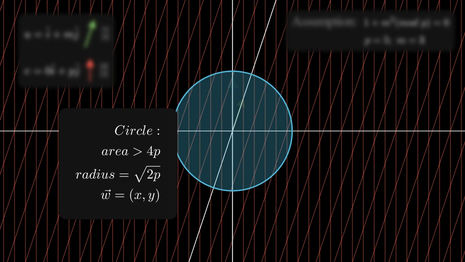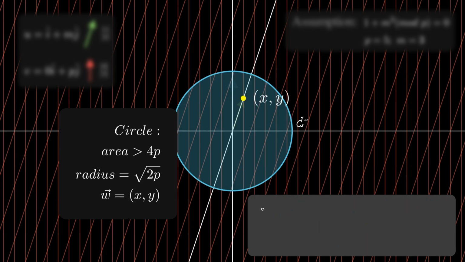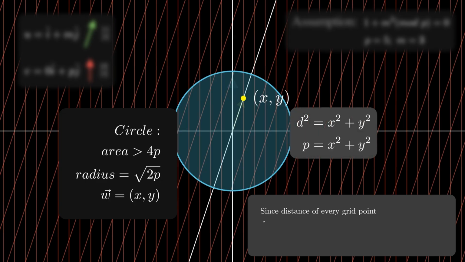it will contain at least one non-zero vector w. The closest point to the origin should always lie inside the circle. We suppose its coordinates to be x, y. The distance squared for this point should be equal to p, as it lies inside the circle, and its radius squared is 2p. And we can write the expression as x squared plus y squared equals p.